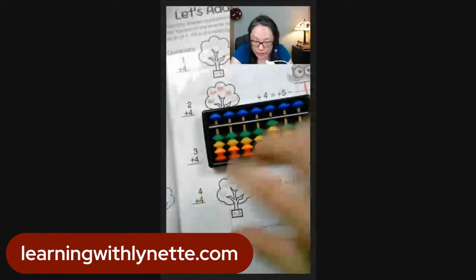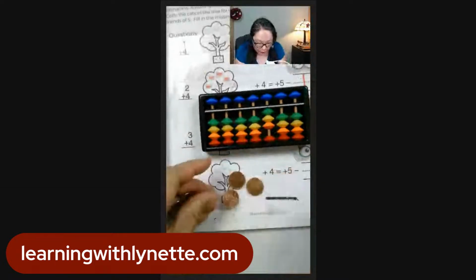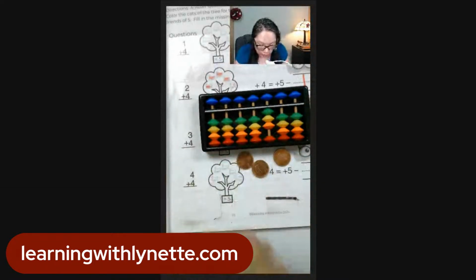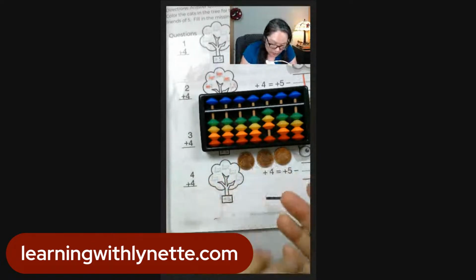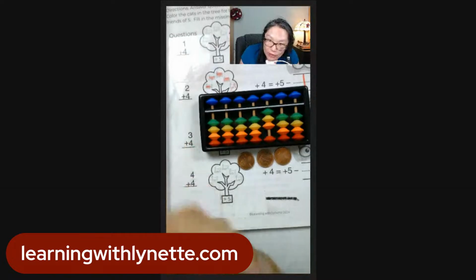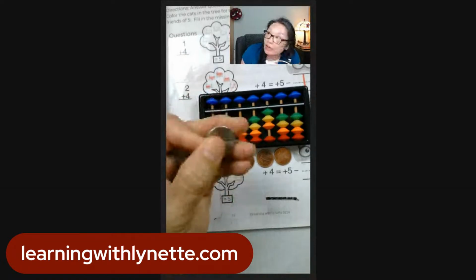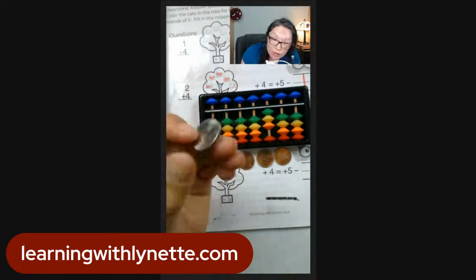So let's do a review, right? If I have 3 pennies, I don't know where you are in the world, but in America, these are all worth 1 cent. Because these are worth 1 cent, I have 4. I need to add the 4. But to add the 4, I only have 1 nickel. I only have 5 cents. So what am I going to do?